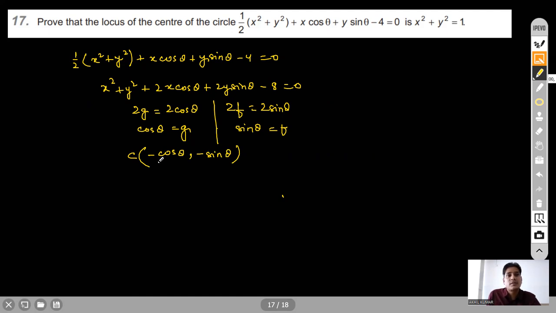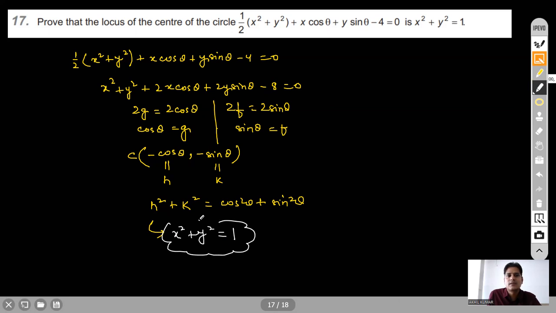And we have to find the locus of the center of the circle. So this is the center. Let us take it as h, and this as k. So we can say h square plus k square is equals to cos square theta plus sine square theta. Okay, now replace h and k by x and y. We can say this will be x square plus y square is equals to 1. So this will be the locus. Hence it's proved. This is what it is asked. The locus of the center of this circle will be a circle having equation x square plus y square is equals to 1, which we have proved here.